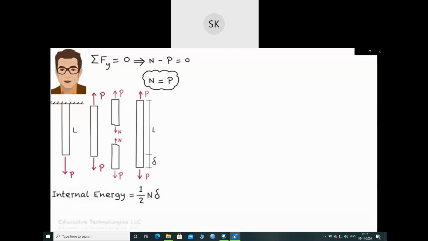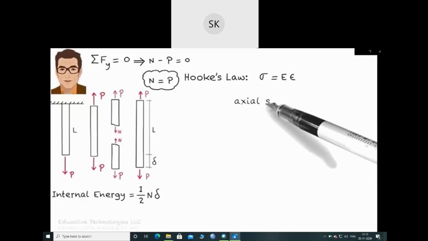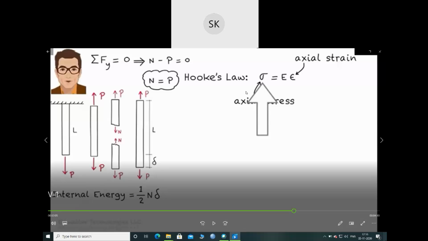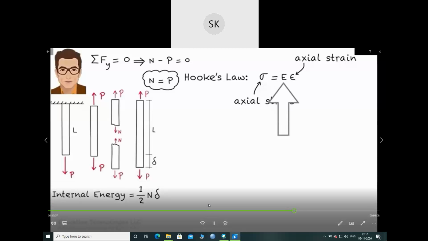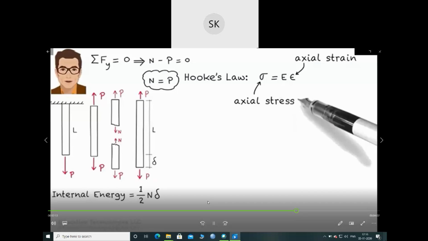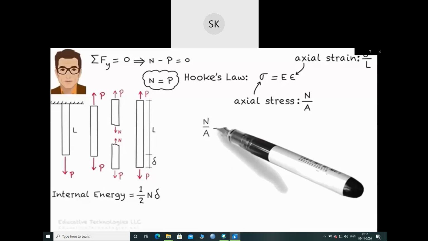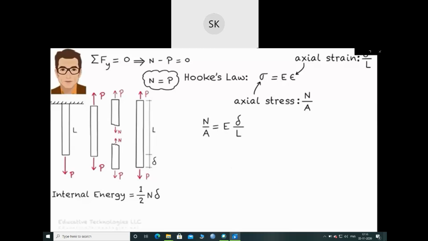Since we've assumed linear elastic material behavior, Hooke's law applies. As per Hooke's law, stress is directly proportional to strain. Here the stress is the axial stress and strain is the axial strain, and E is the Young's modulus of elasticity, the material's modulus of elasticity times the member's axial strain. Since axial stress equals N over A and axial strain equals delta over L, we can write delta equals NL over EA.